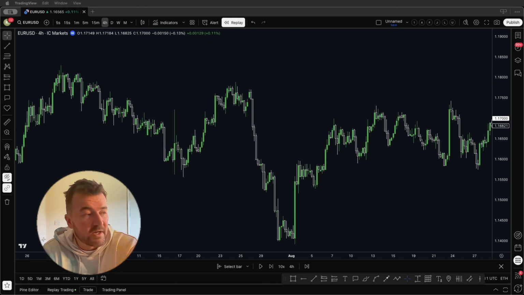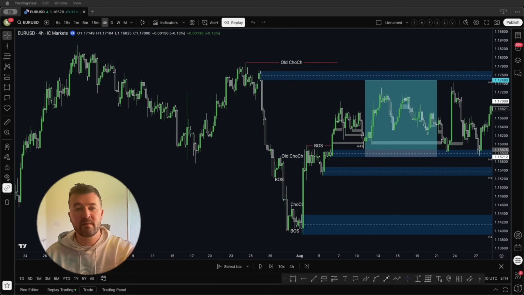Now, looking at this chart, it looks a little bit messy, a little bit choppy. It is the 4-hour on the Euro USD. Now look at it with chart markups on. There we are. With a little bit more context, it starts to make a little bit more sense.